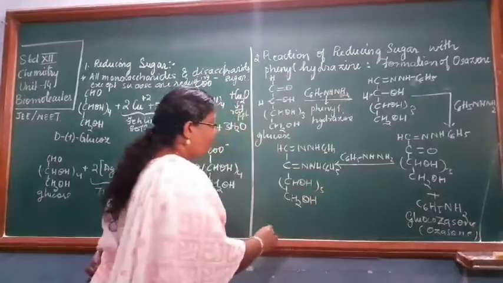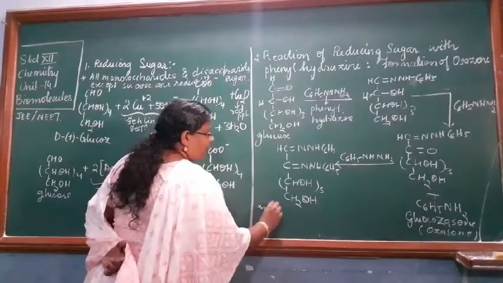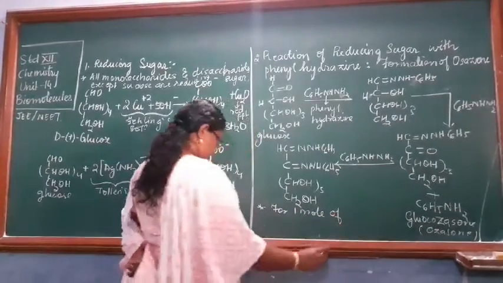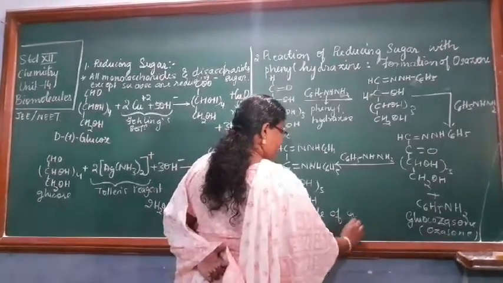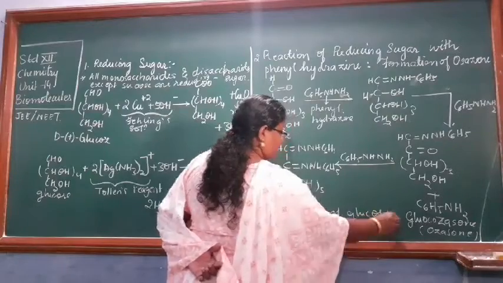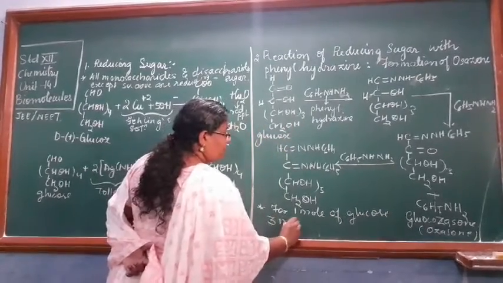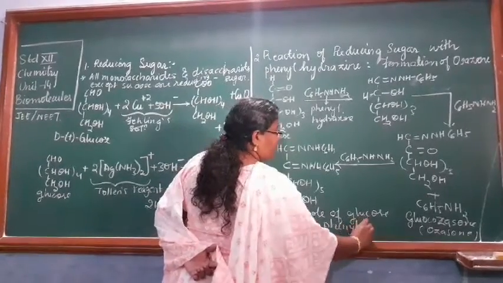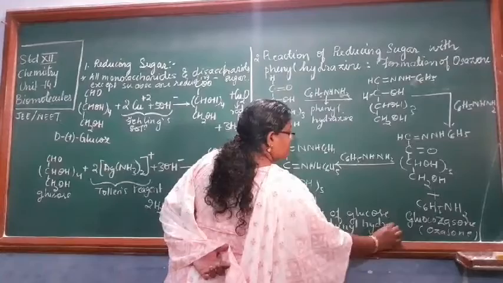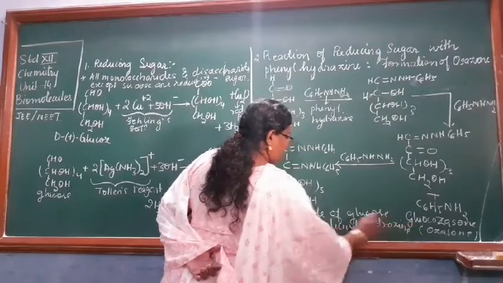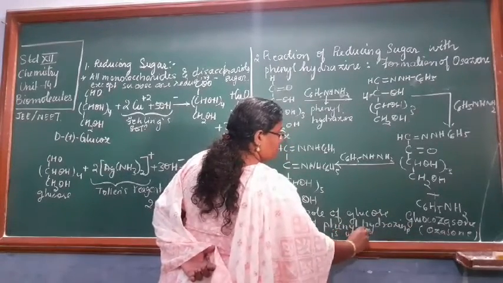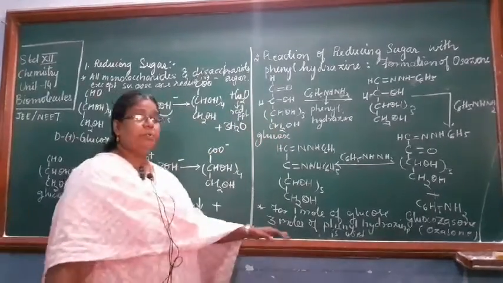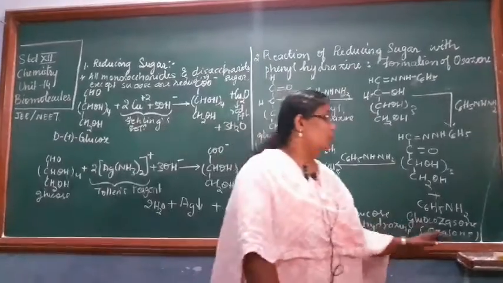So, here you observe that for 1 mole of glucose, 3 moles of phenyl hydrazine is used. 3 moles of phenyl hydrazine is being used. So, this is the explanation for the formation of osazone.